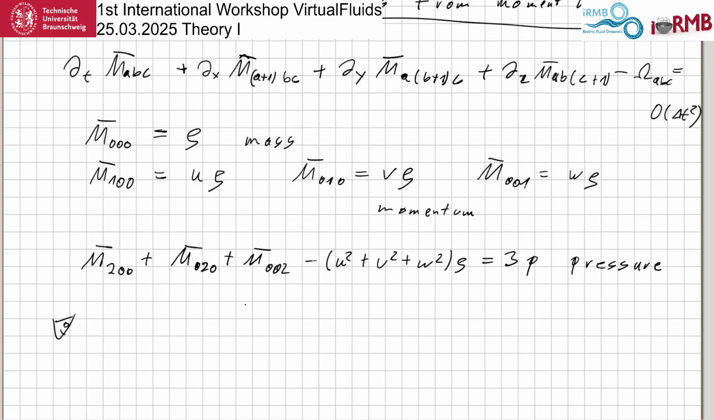Important for going onward is that the viscosity, which is the one parameter in the Navier-Stokes equation that we physically have to adjust to get the right Reynolds number, is related only to the relaxation rates of the second order moments. The order of a moment is the sum of its indices, and the viscosity is related to the relaxation rates only of the second order moment.